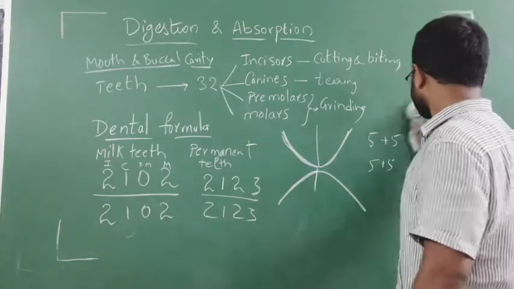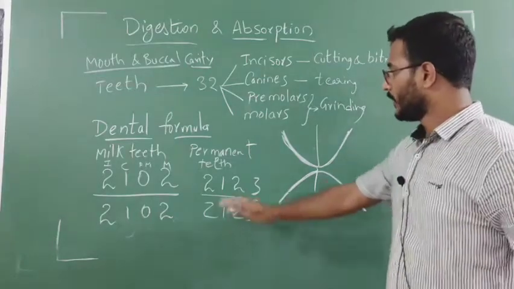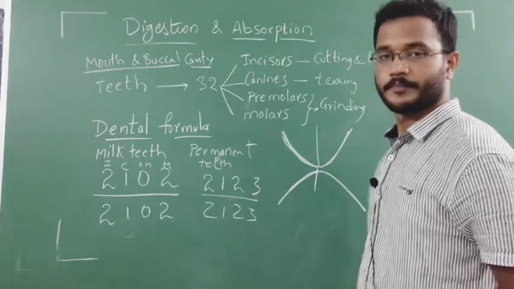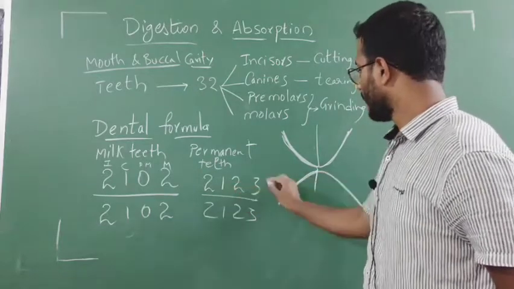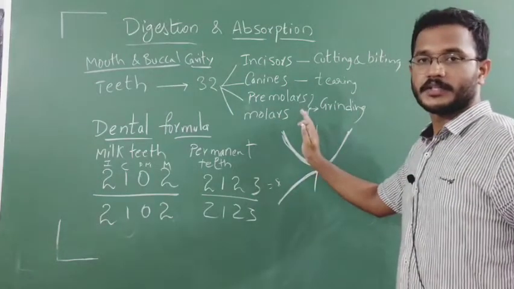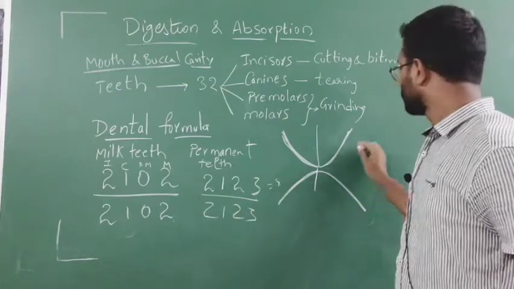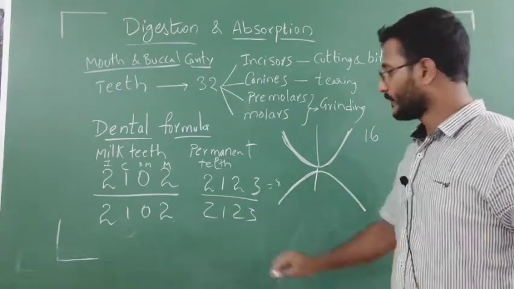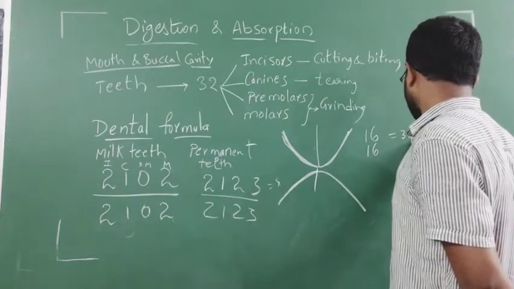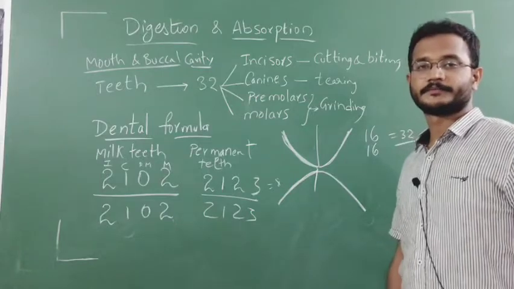Now come to permanent teeth. These are incisors, canines, premolars, molars, that means total 8. This half of the upper jaw has 8 teeth, and again we have to double this one also. So the upper jaw is 16 and the lower jaw again 16. So a total of 32 teeth are present in adult human beings. Like this we can discuss the dental formula.